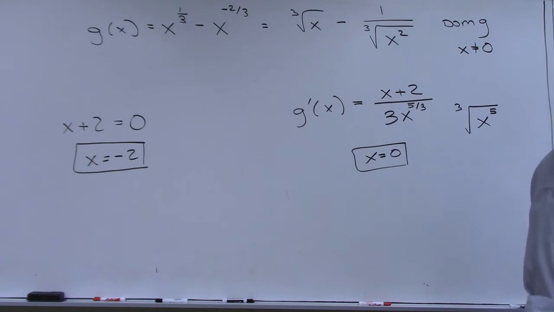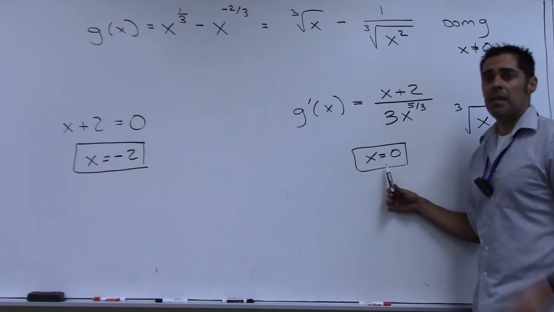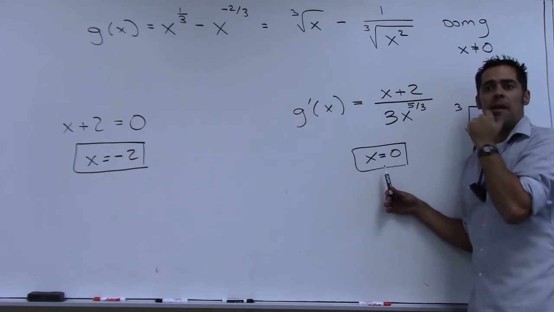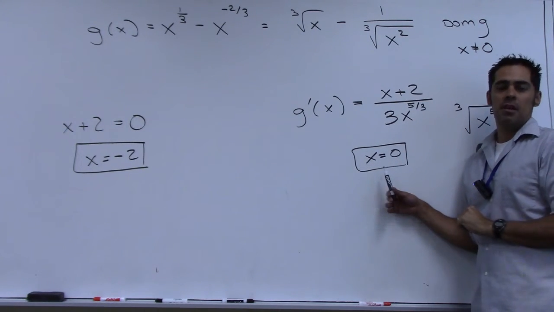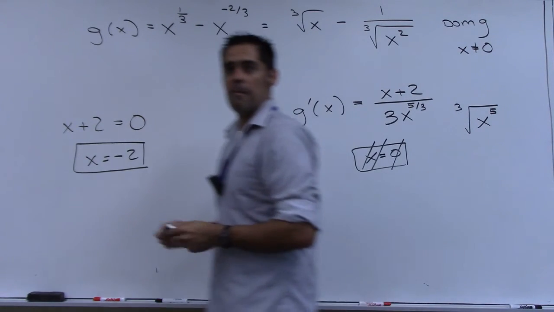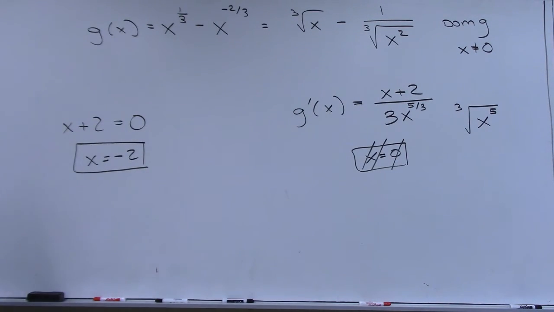What's the definition of a critical number? A critical number of a function f is a number c in the domain of f such that one of those two things is true. So in order for this to be a critical number in my list of critical numbers, it has to be allowed to be in the original domain of the function, which it's not. So this is not a critical number. Understand? I only have one critical number here, and it's the number negative 2. Okay?